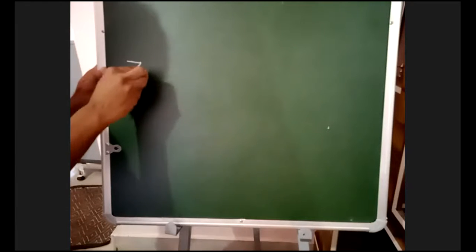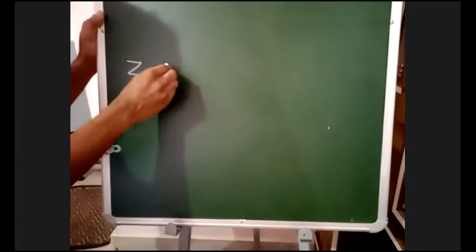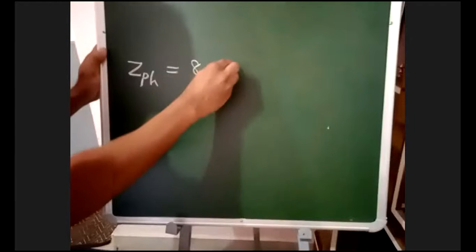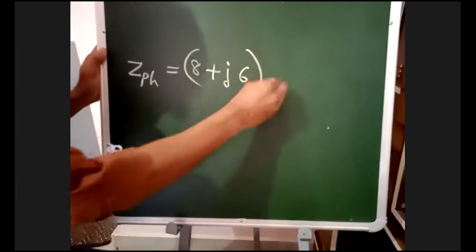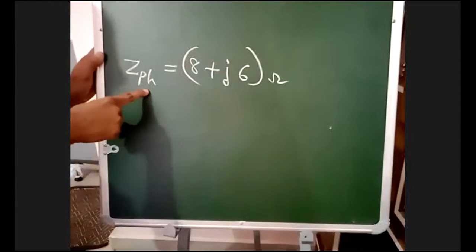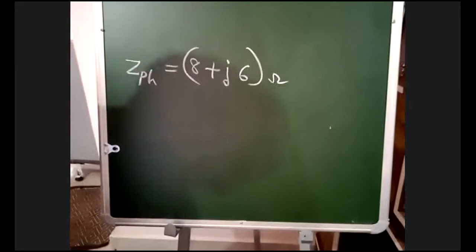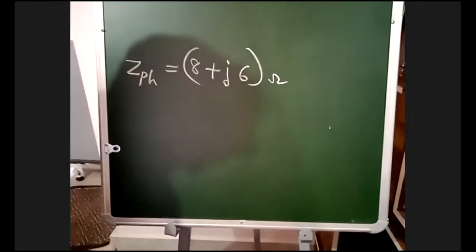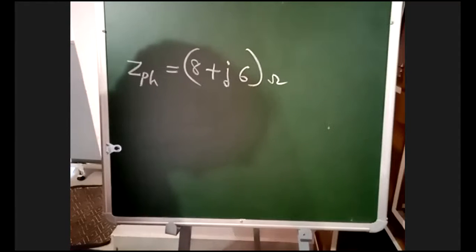See here, now I'm writing. Per phase, Z phase is equal to, what is the value? 8 plus 6J ohm. Per phase means Z phase. Write a note. Always in the problem, they will give phase impedance. We have to take it as phase impedance.